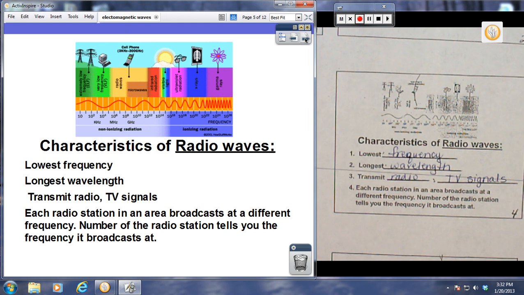You've got 93.3, but then on the other end you've got 106.1. That has a higher frequency. So the radio station of 106.1 will be dealing with only those wavelengths with that frequency level.